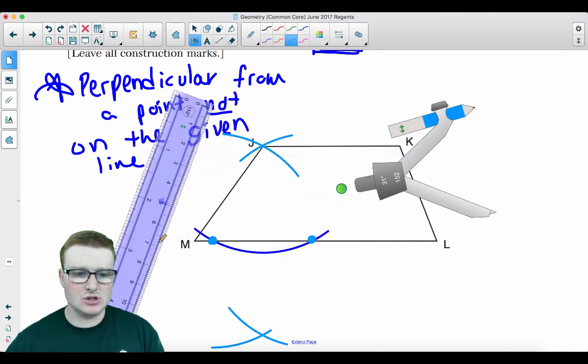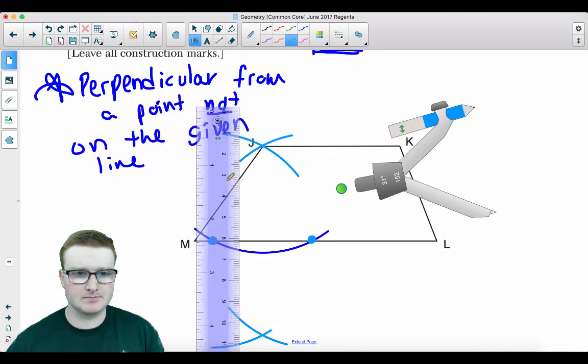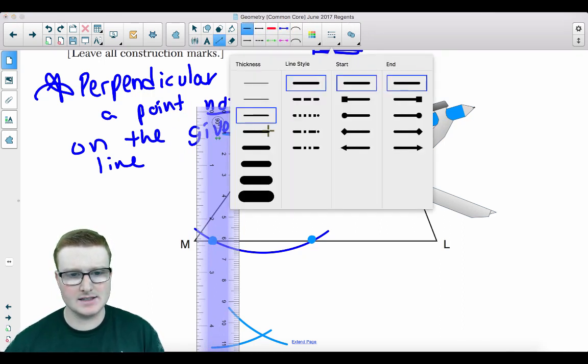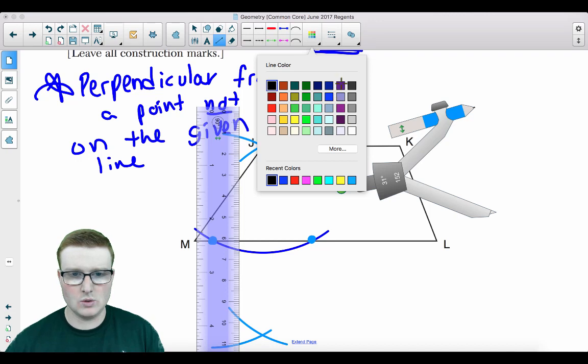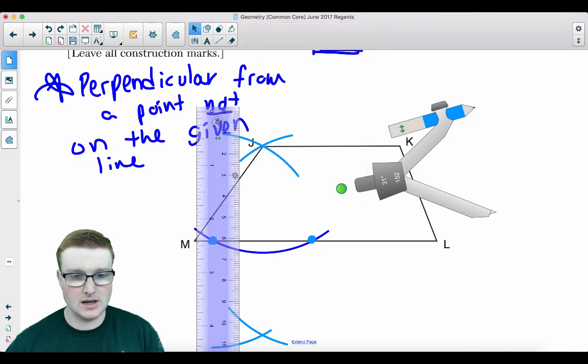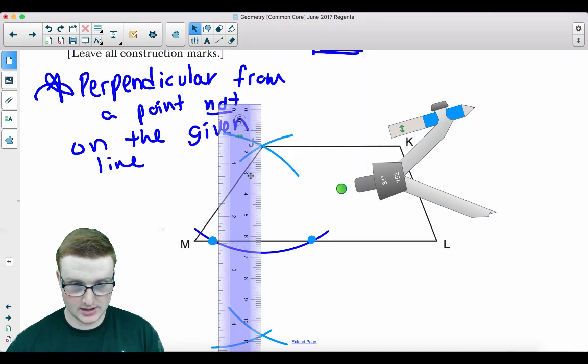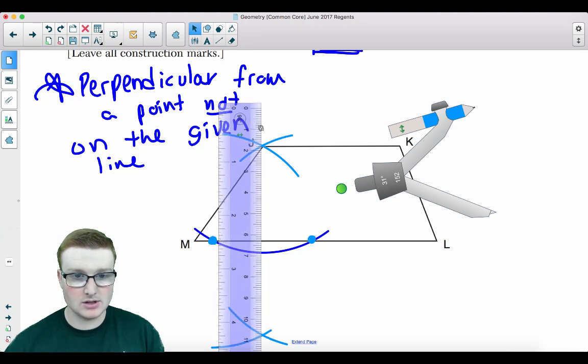Now, the last thing to do is just take your compass, your straight edge, and simply connect these 2 intersection points. So place your straight edge on that intersection point and that intersection point right over here. And you are just going to draw that line.